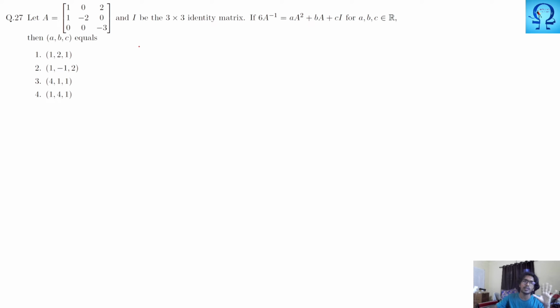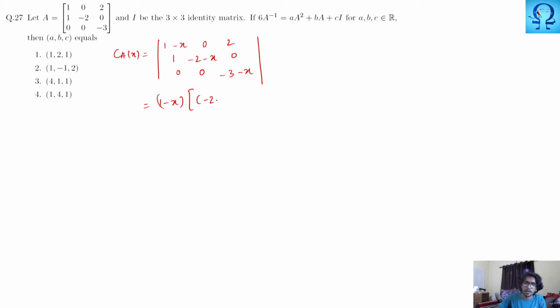Here a matrix is given, and some expression is given, and we'll have to find out the values of a, b, c in that expression. If this is your matrix, then what is your characteristic polynomial? It is simply the determinant of 1 minus x, 0, 2; 1, minus 2 minus x, 0; 0, 0, minus 3 minus x. It is 1 minus x times (minus 2 minus x)(minus 3 minus x) minus 0, and then minus 0 of something plus 2 times 0.